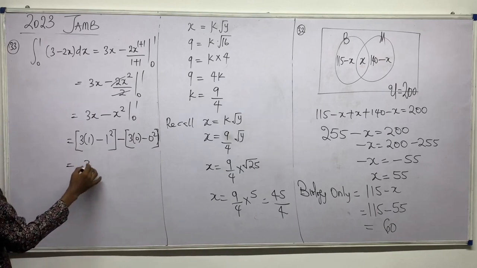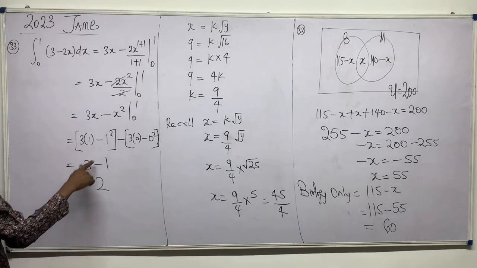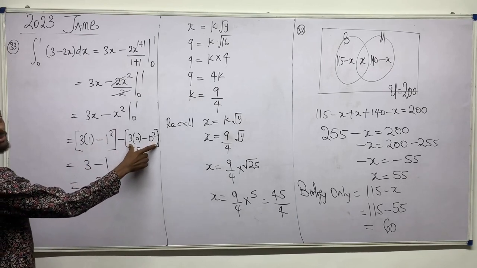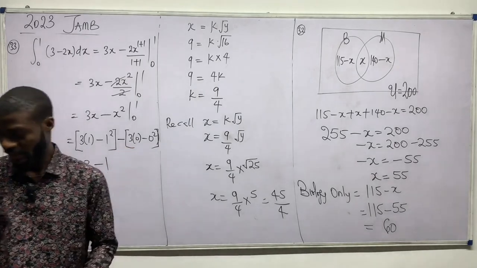So all this will be 3 minus 1, which is what? 2. Remember that 3 times 1 is 3, 1 squared is 1, and 3 minus 1 is 2. The other bracket will give you 0, and if you say minus 0, it's still the same thing.